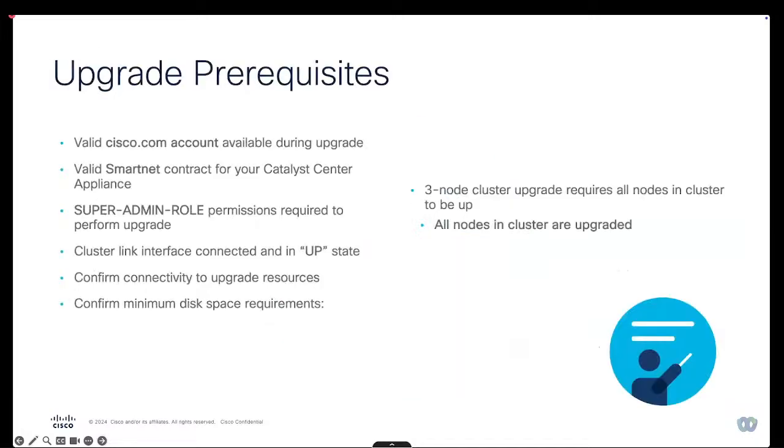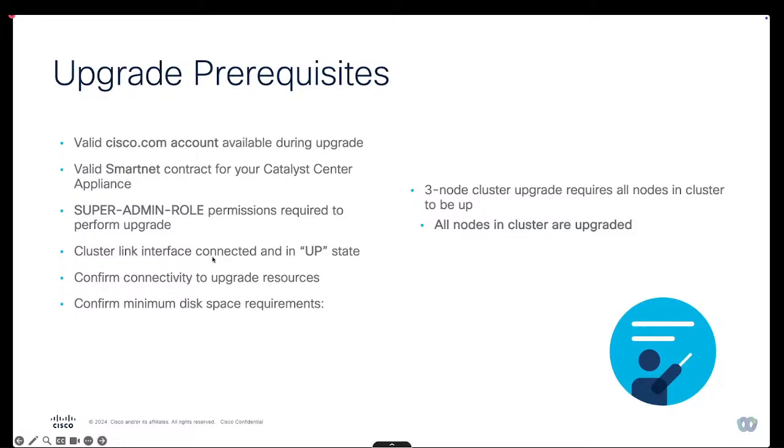Now, what are the upgrade prerequisites? These are the steps that are necessary for you to complete the Catalyst Center upgrade. You will start by having a valid Cisco.com account, so you can download the software. You need to add it on your Catalyst Center, and from there you will be able to download. Have a valid SmartNet contract for support. Have a super admin role that gives you all the permissions required to do the upgrade.